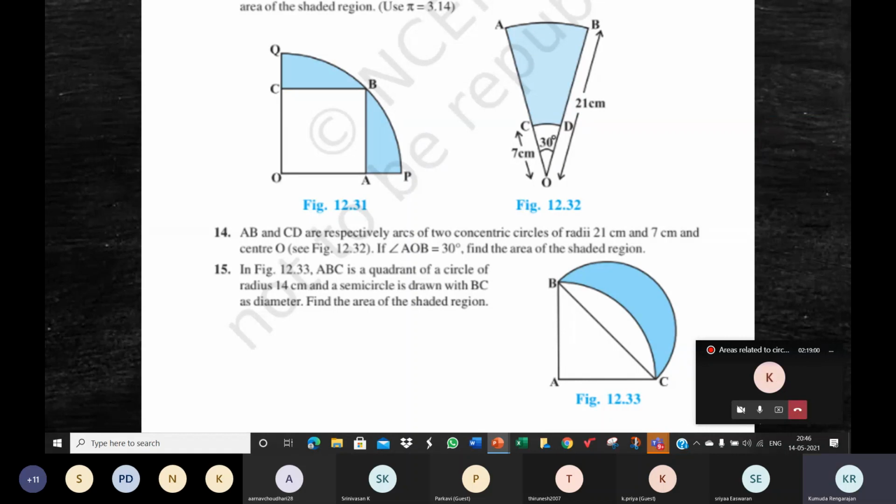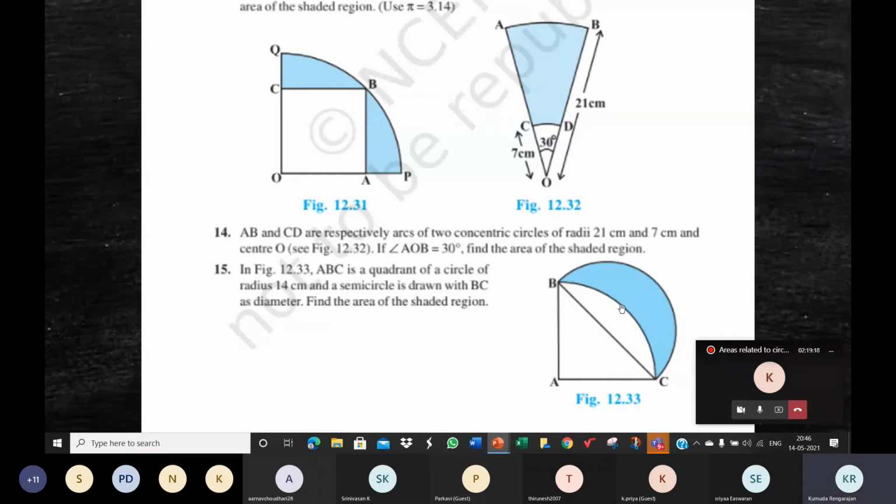All right, I hope you read the question carefully and got all the information from it. Let me read it once. ABC is a quadrant of a circle. ABC is a quadrant. See it?